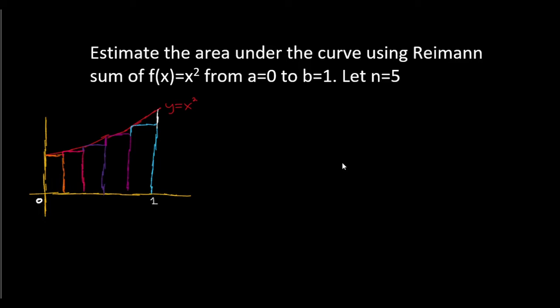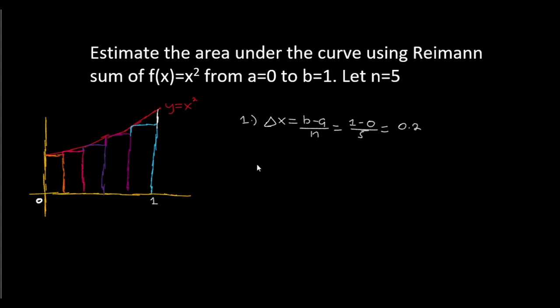So the first step na gawin natin is let's compute first the value of delta x, yung width ng rectangle natin. So delta x is equal to b minus a divided by n. So yung b natin is 1, and then yung a natin is 0, and then yung n natin is 5. So 1 minus 0 divided by 5 is 0.2.